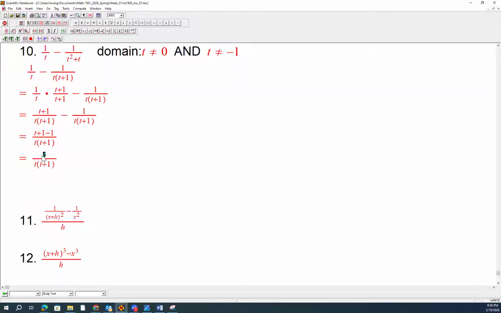Okay? And this t and that t will reduce because t cannot be 0. So in the end, we get 1 over t plus 1. All right? So 10 is done.